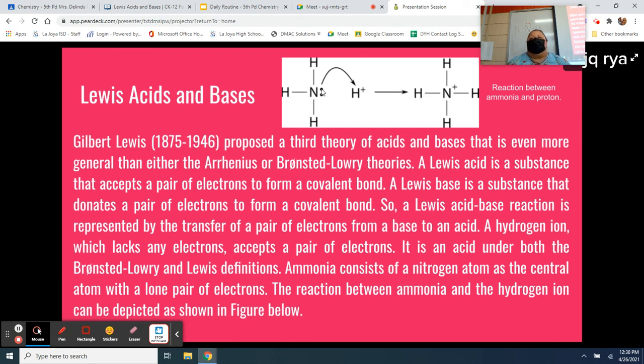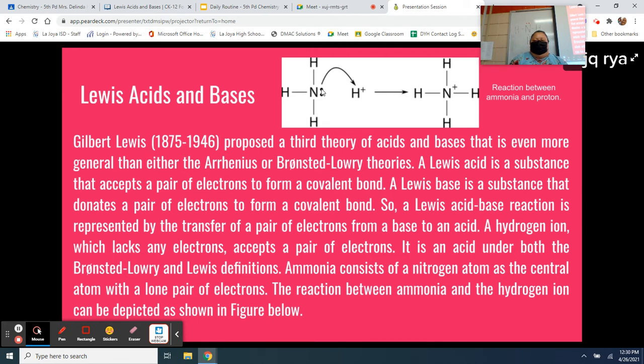All right. So it's all going to be about those lonely pairs of electrons that you like to talk about, right? They're not lonely pairs, they're lone pairs, but I'll take lonely pairs, because you do understand what we're trying to talk about. So it all started with another scientist, Gilbert Lewis. He was able to give us a third theory for acids and bases that was even more general, meaning it was going to be able to cover more compounds than Arrhenius and Bronsted-Lowry.